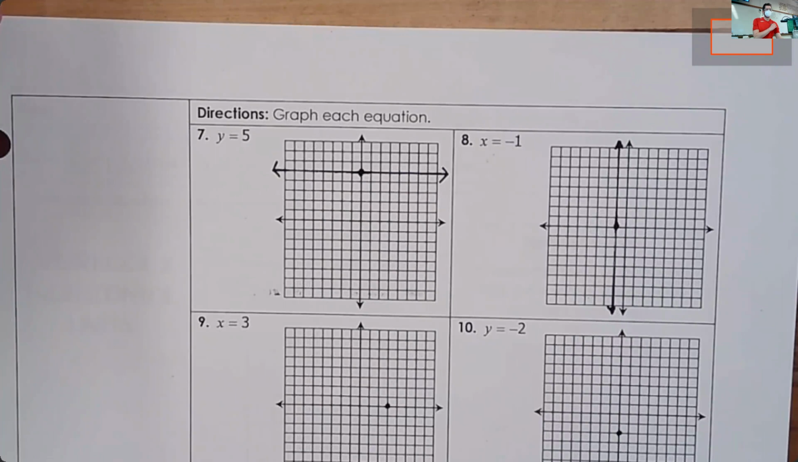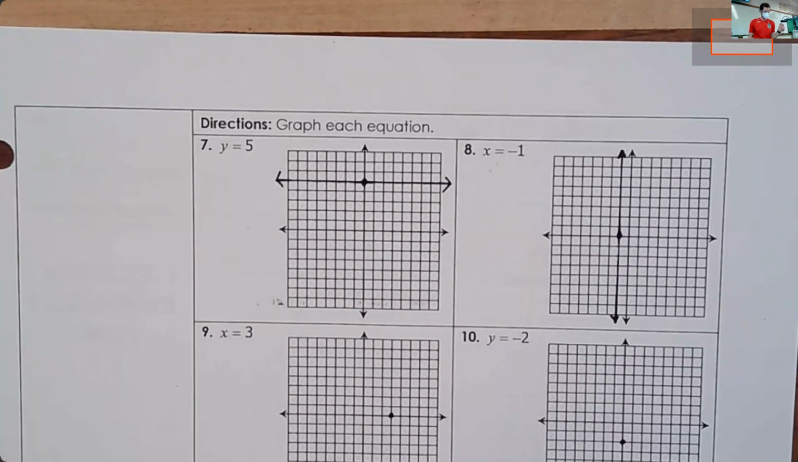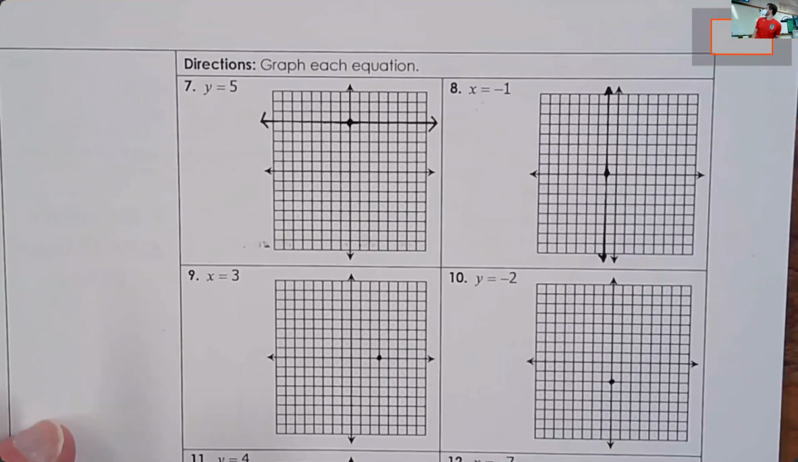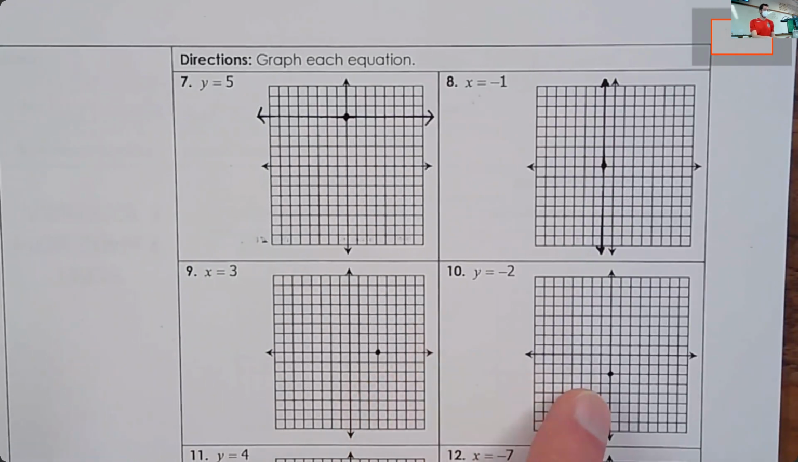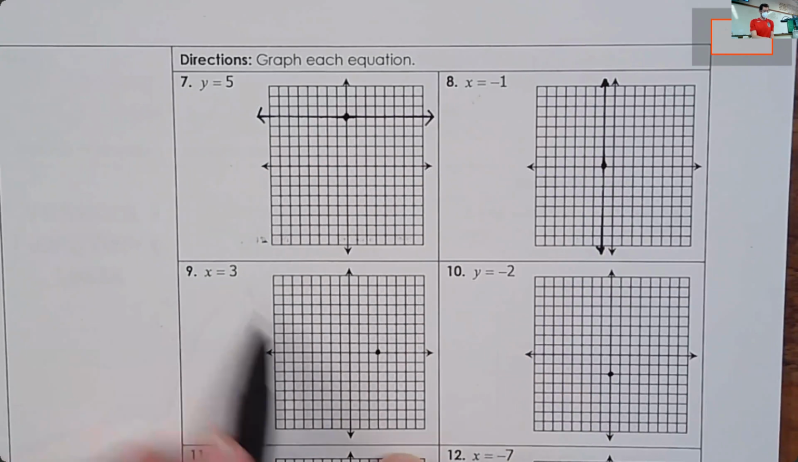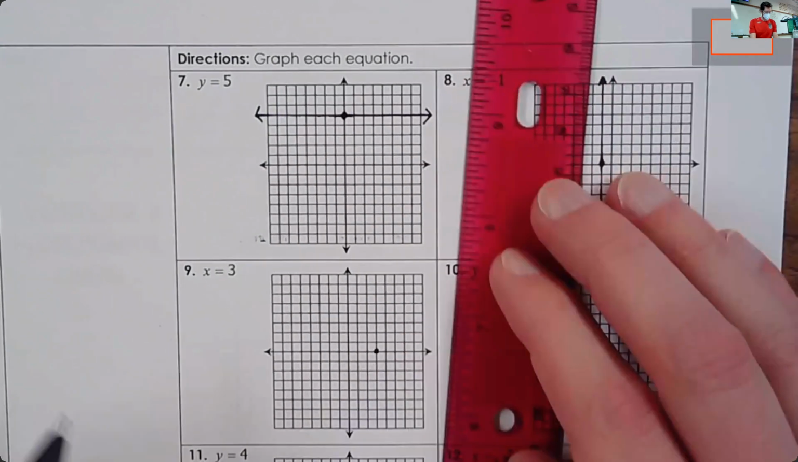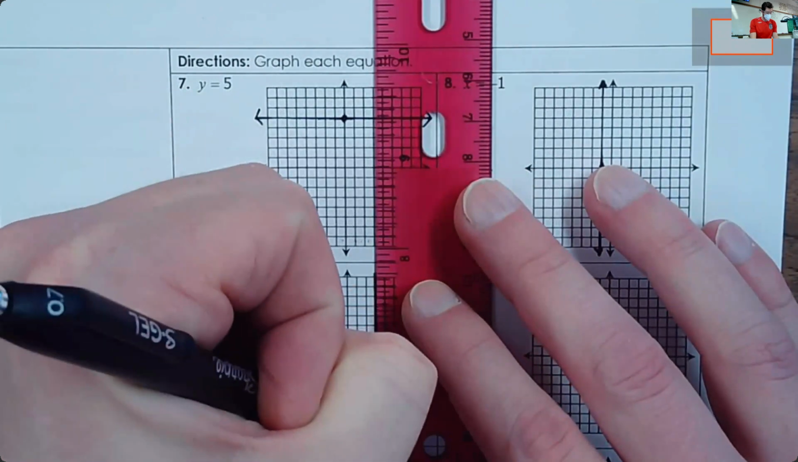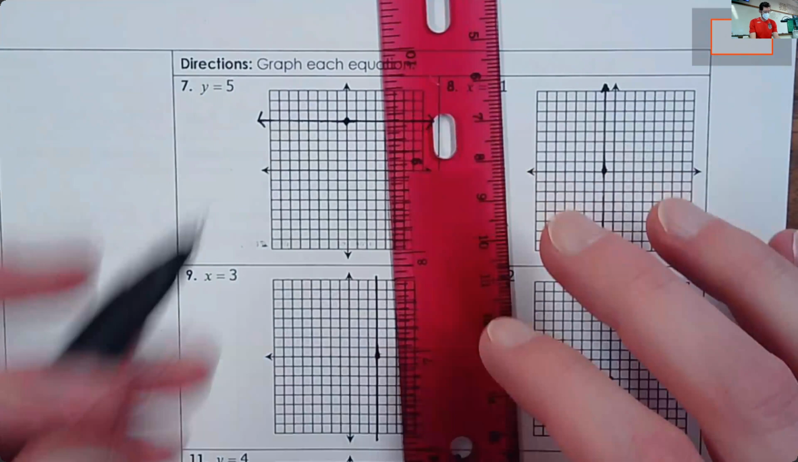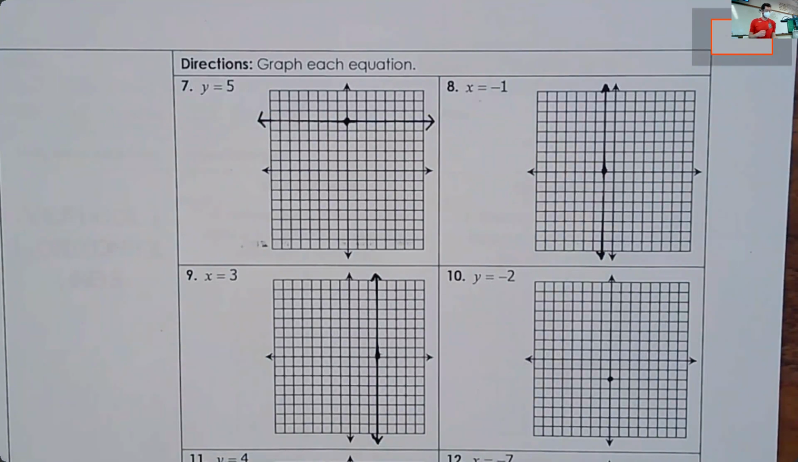All right, so let's go ahead and have a look at these last four before the final questions at the bottom here. So number 9 says that x equals 3. You'll notice that I've got the point on the x-axis here. So if it says x, it goes on the x-axis. If it says y, it goes on the y-axis at whatever number it says. So x equals 3, we put that on the x-axis at 3, which means that we'll have a vertical line here. So we're going to go straight up and down. And that is our line right there for number 9.